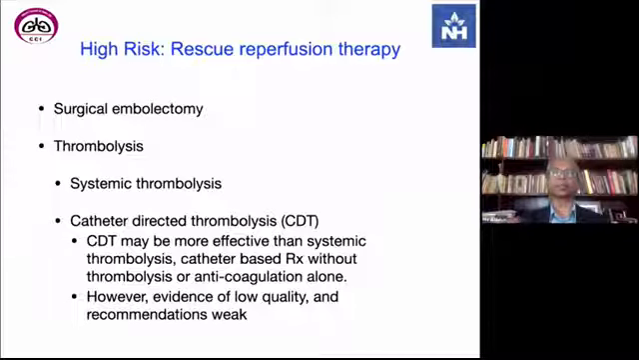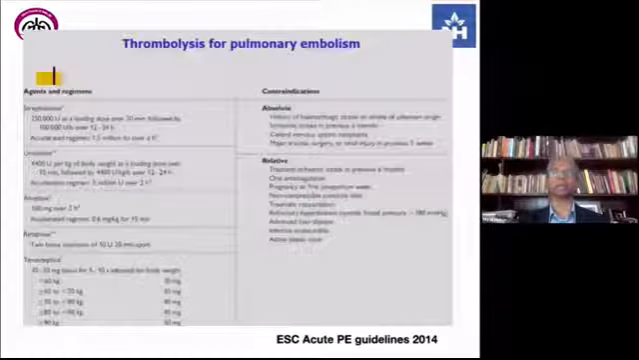The second step is to do thrombolysis, if the patient gives you time to do it. You can either do a systemic thrombolysis, which is easier even in an ordinary ICU, or you can do a catheter-directed thrombolysis, taking the person into a cath lab. CDT, catheter-directed thrombolysis, may be more effective than systemic thrombolysis, a catheter-based thrombectomy with or without thrombolysis, or just anticoagulation. However, we don't have strong evidence for this. This is a weak recommendation still, but a lot of cardiac surgeons and cardiologists will swear by this.